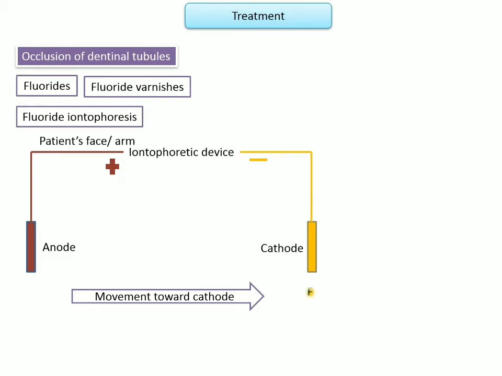Fluoride is negatively charged, so fluoride in the form of either 2% sodium fluoride or 1.23% APF, that is acidulated phosphate fluoride, is applied. Since fluoride is negatively charged, it is applied on the negatively charged electrode. Current is adjusted until the patient feels some sensation. Then the procedure is repeated after 7 days.